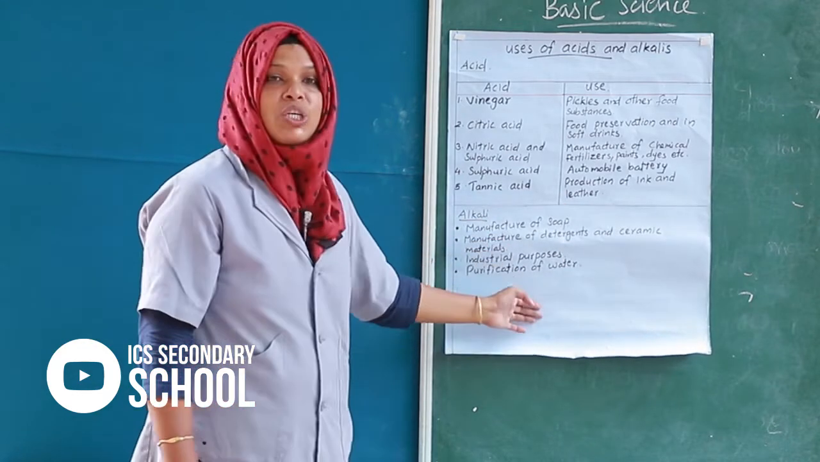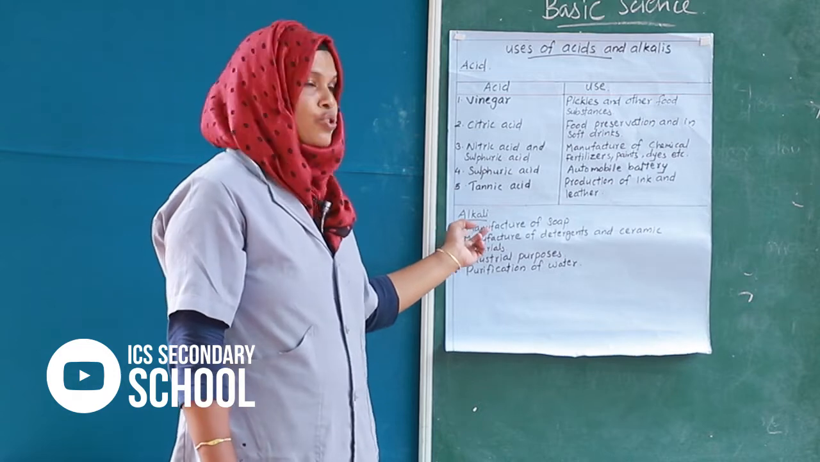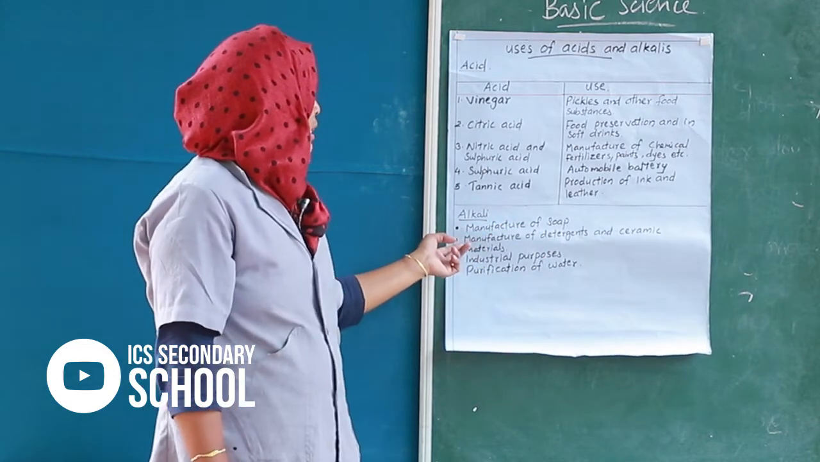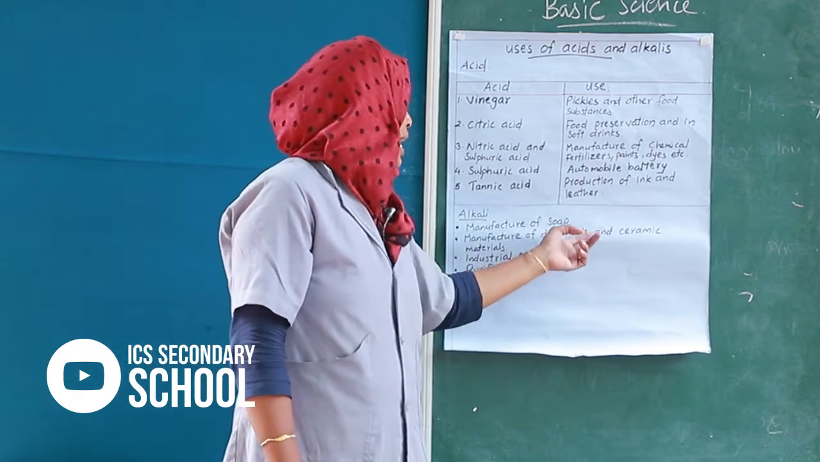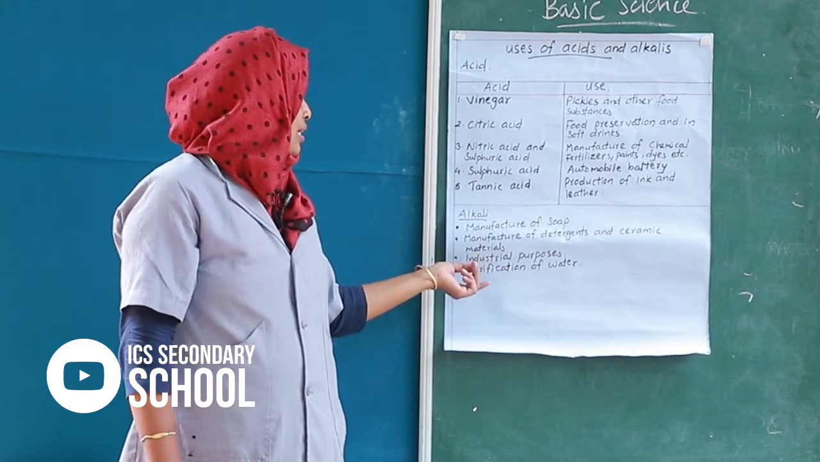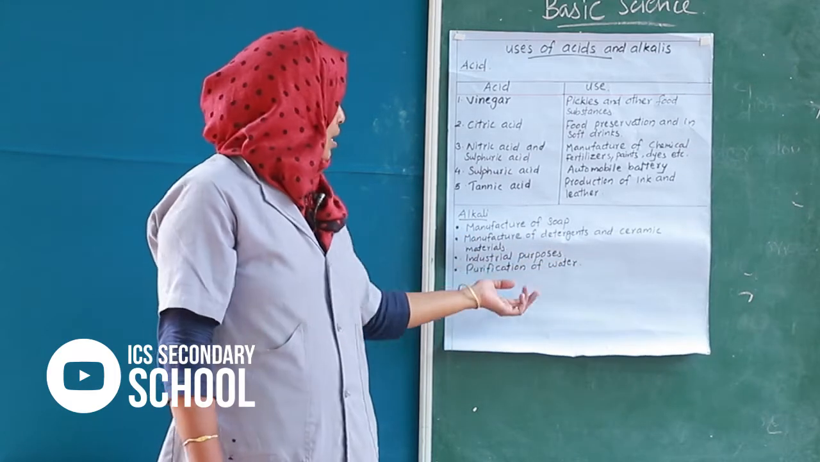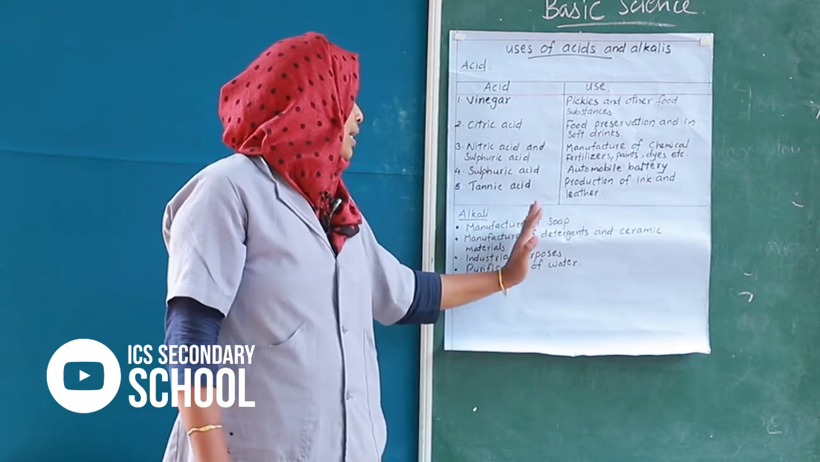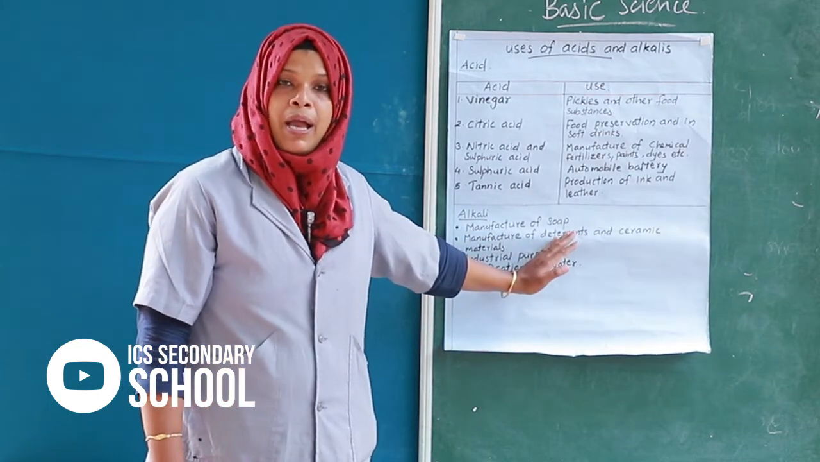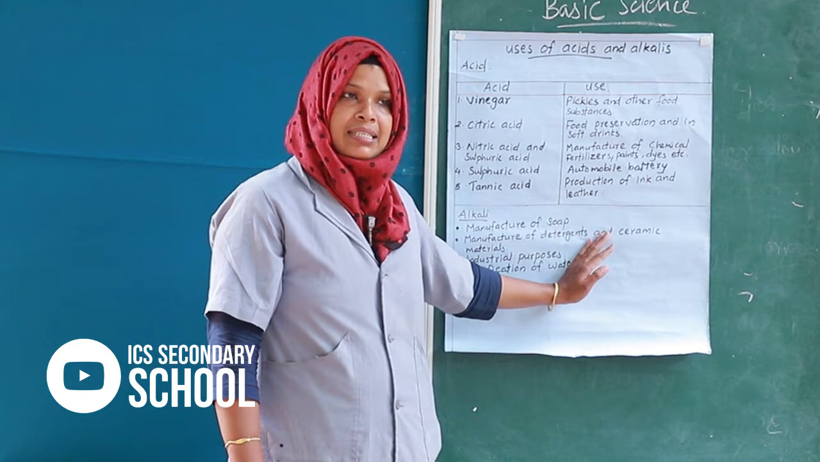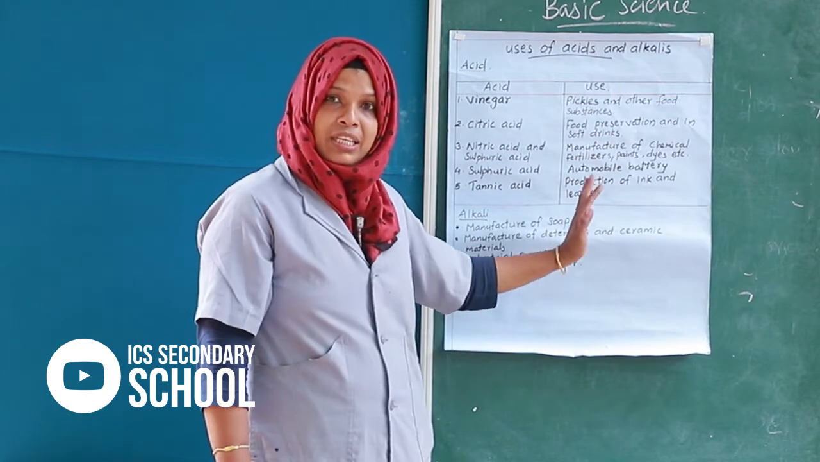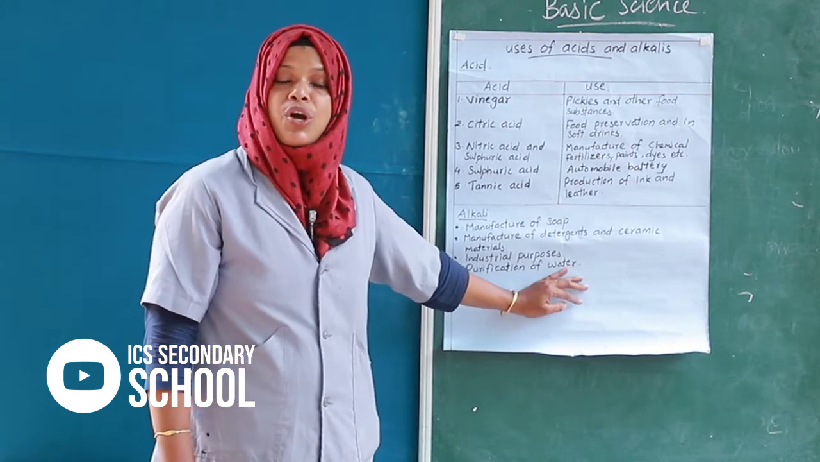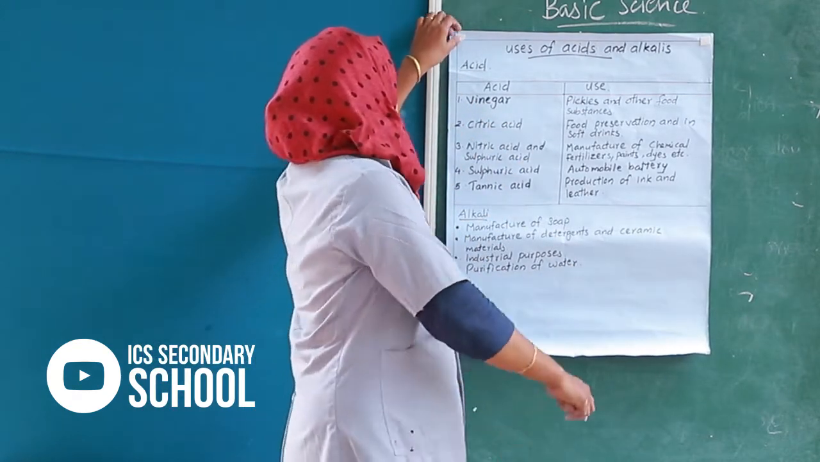Next, uses of alkali. First, manufacture of soap. Then manufacture of detergents and ceramic materials, industrial purposes, and lastly, purification of water.